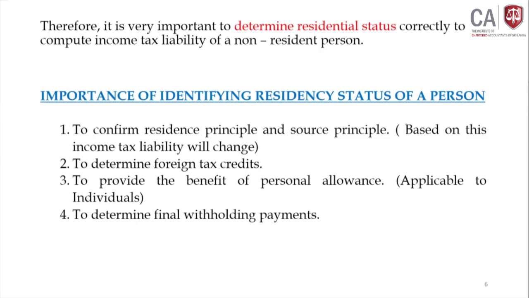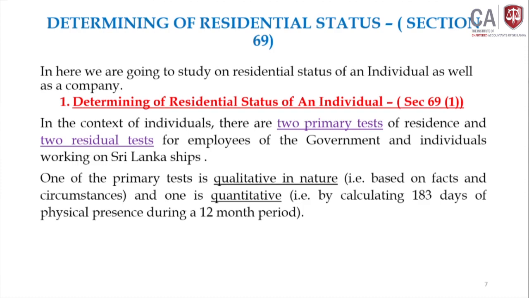Second point, as an importance of determining the residency status: to determine foreign tax credit. It is in section 80 of the Act, the foreign tax credit for the resident person. Third, to provide the benefit of personal allowance. The personal allowance benefit goes to a resident and citizen individual. Then, to determine final withholding payment: for residents, final withholding payment under section 88 subsection 1A, B and C is different, and for non-resident persons it is different. These are the little analyses of the importance of identifying the residency status.